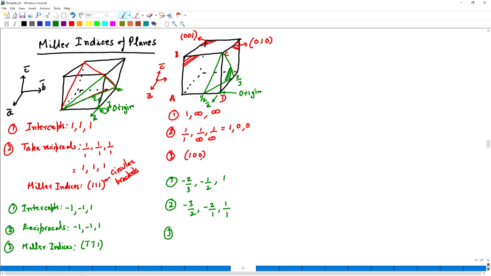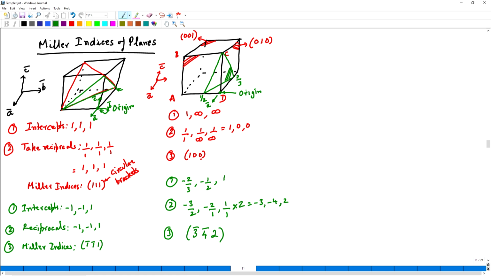Now, I need to remove the fractions. So, there is only one fraction, the first one. So, all I need to do is multiply by 2. If I multiply everything by 2, this gives me minus 3, minus 4 and 2, and therefore, the Miller indices become bar 3, bar 4 and 2. So, we have taken care of all possible cases that we can have. Now, we should be able to get the Miller indices for any plane we want quite easily.